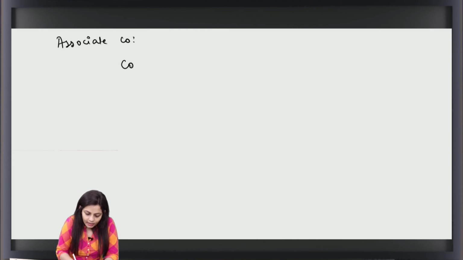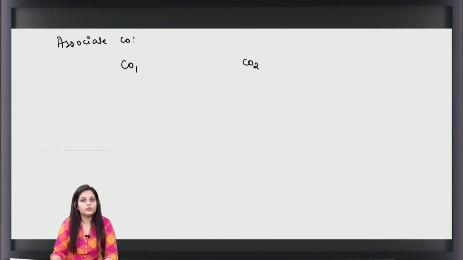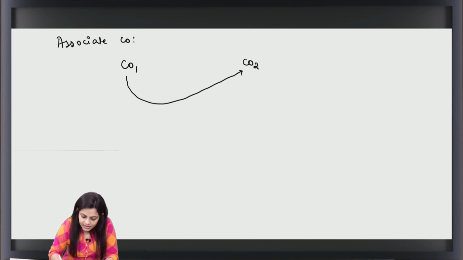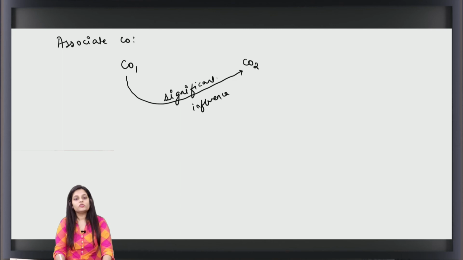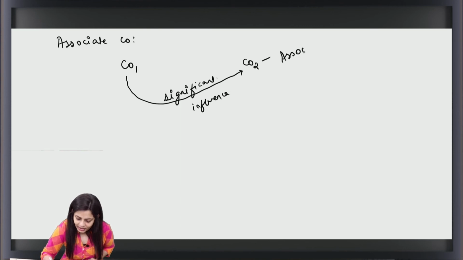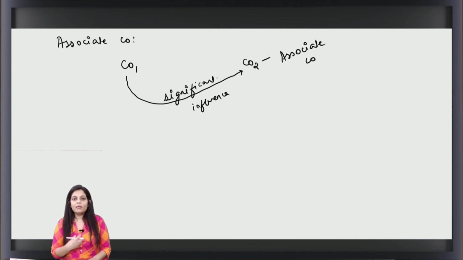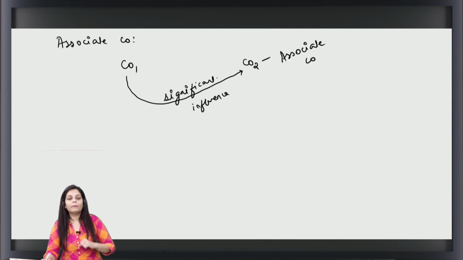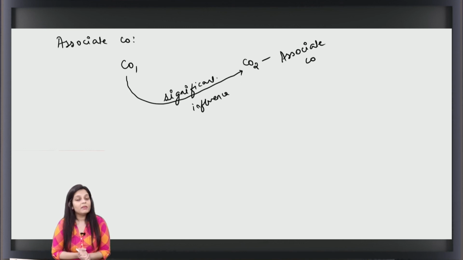So let us say there are 2 companies, company 1 and company 2. And company 1 has a significant influence over company 2. Now, which company has influence? Company 1. Over which? Company 2. So which is associate, company 1 or company 2? It is the second company which is regarded as the associate company, not company 1. So when my company has a significant influence over the other company, the other company becomes my associate company.